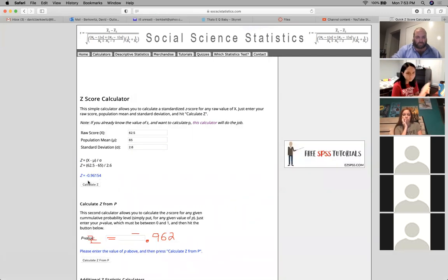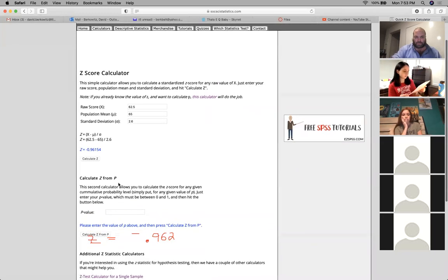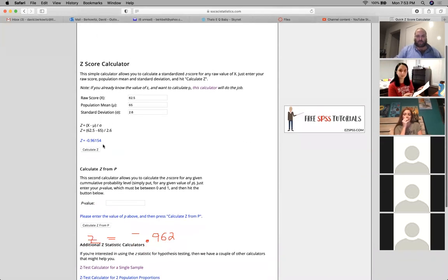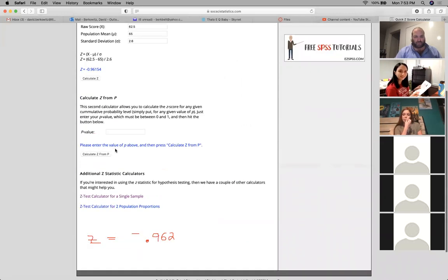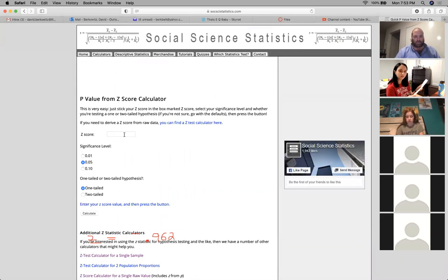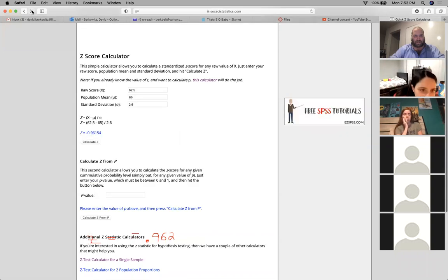Her z-score is negative 0.96154. That's what we calculated in B. Yeah, we already got that. You're right, that was stupid of me. So let's go one step further. This calculator says if you already know the value of z and want to calculate P, it will do the job. So what was the negative 0.96? 962, well, 961 something, but let's get the exact value. That was negative 0.96154.